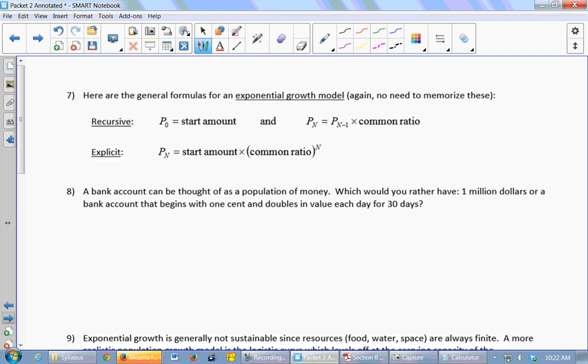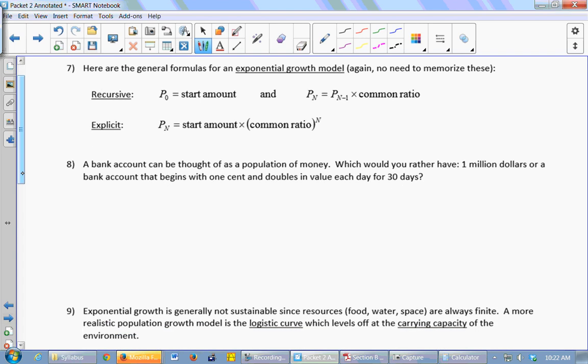Okay, so here's another problem for you to consider. A bank account can be thought of as a population of money, dollars living in a bank account. Which would you rather have? $1 million today, or a bank account that begins with 1 penny and doubles in value each day for 30 days?